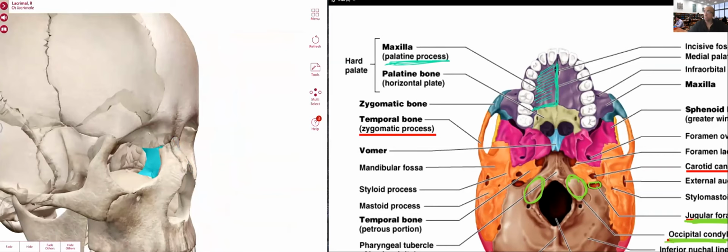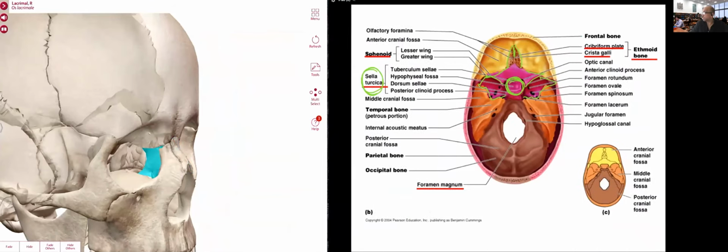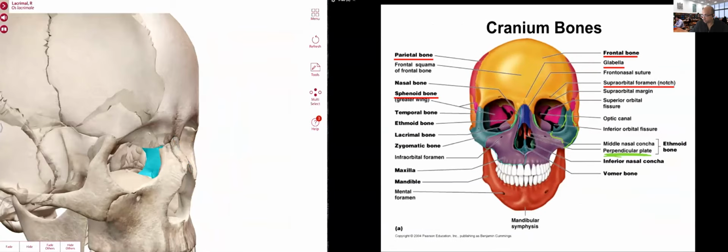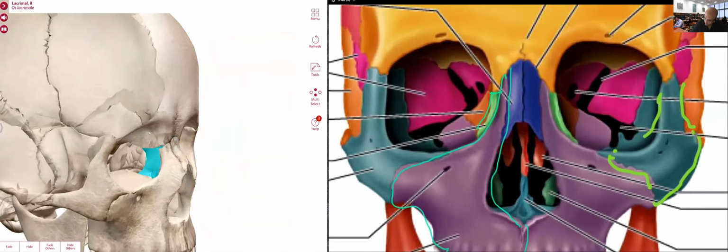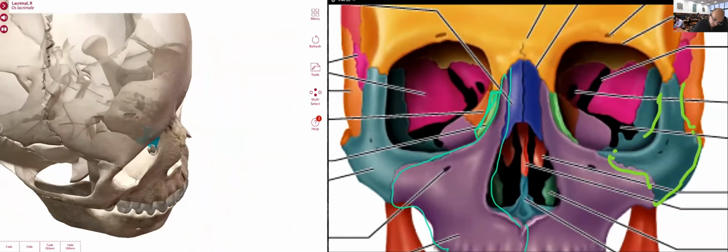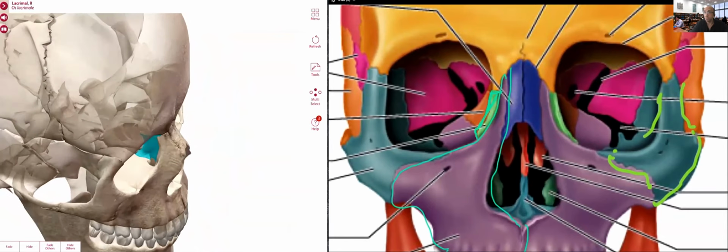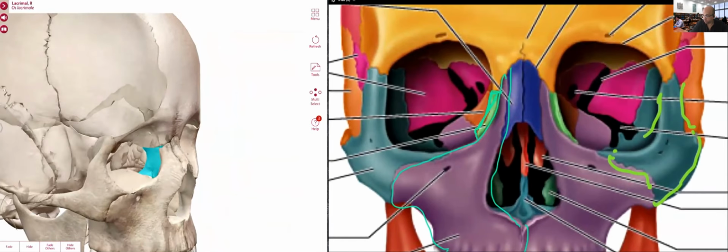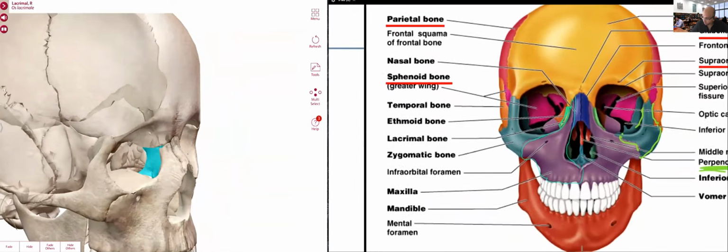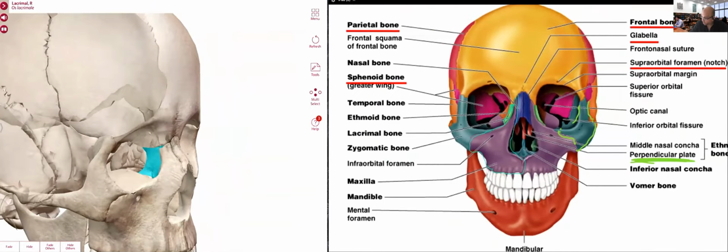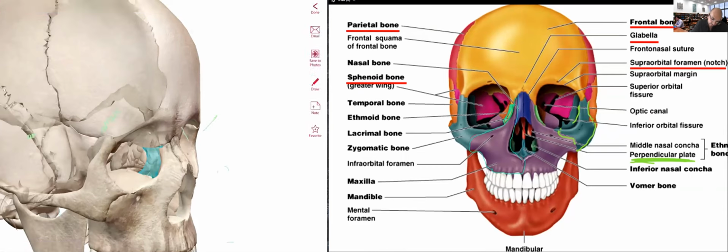If we're looking at the inside of the orbit, on the medial side of the orbit, you'll see a rectangular shaped bone that has a depression, a hole in it. This is called my lacrimal bone. Lacrimal means related to tears. This is where I will keep a sac that will store the tears for me. This is called the lacrimal sac.